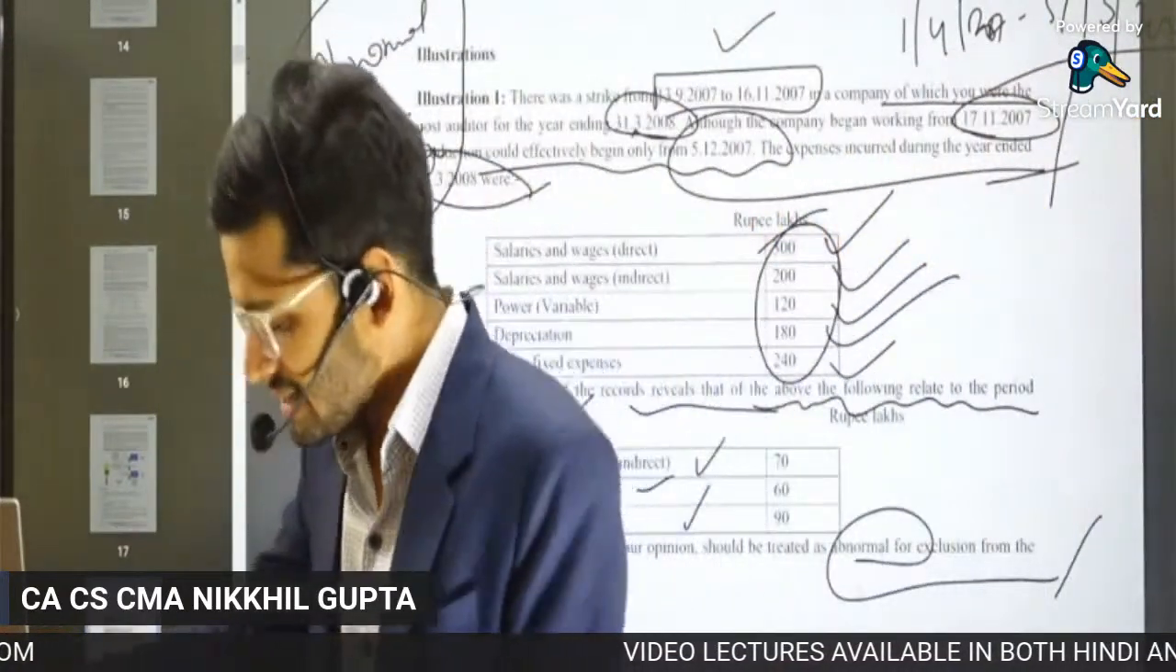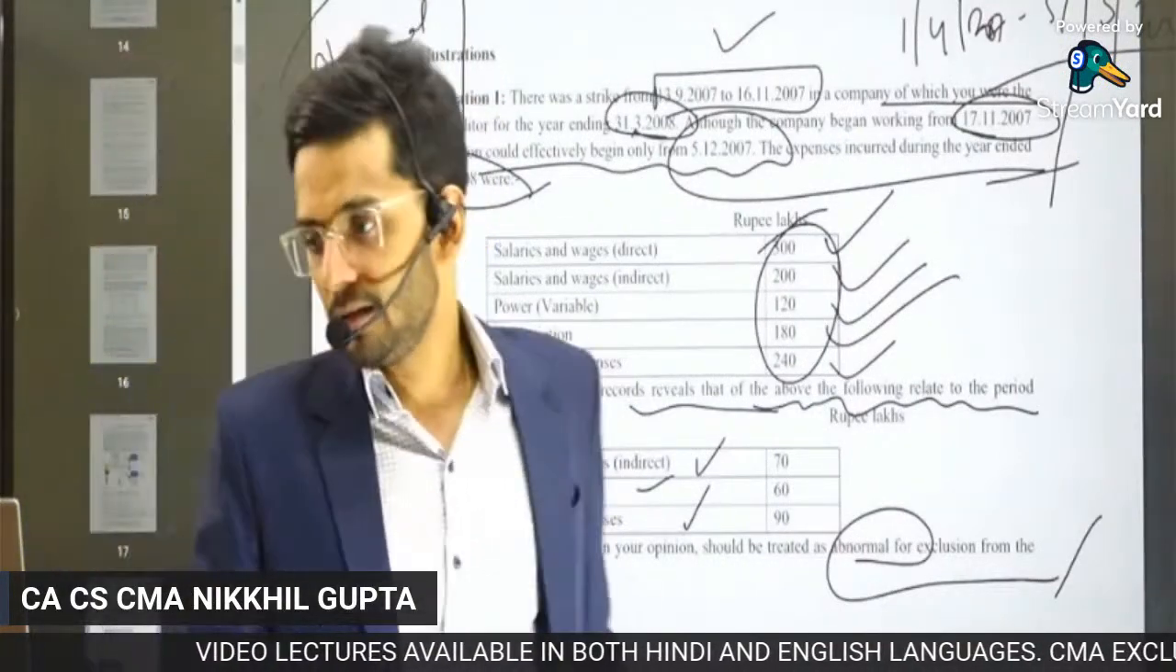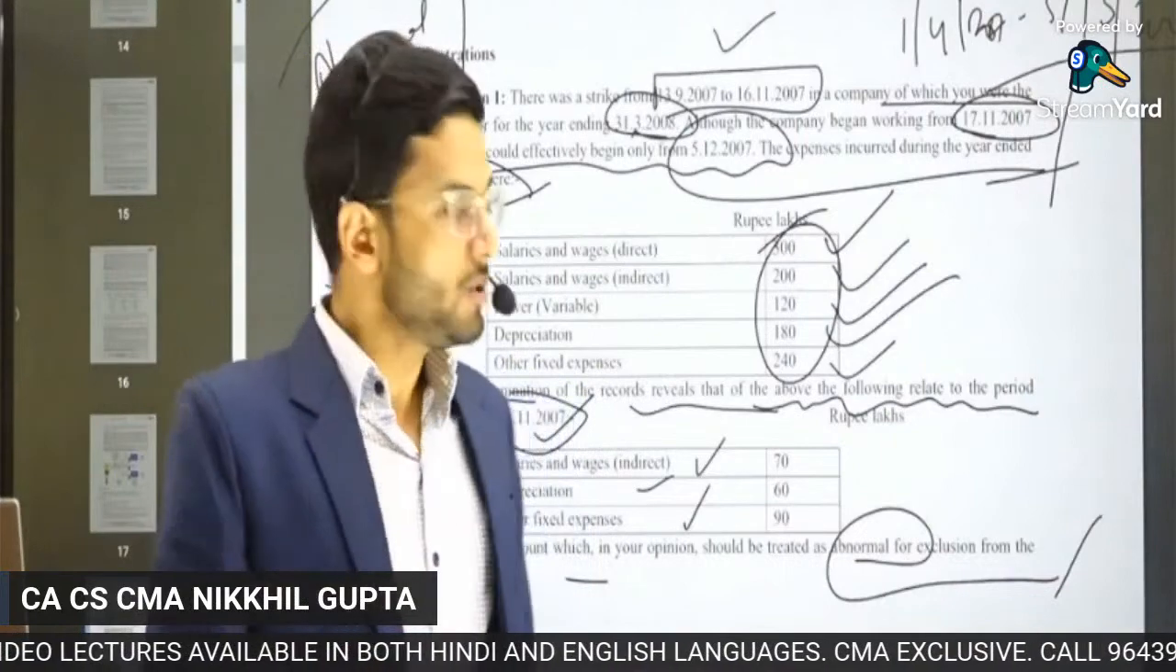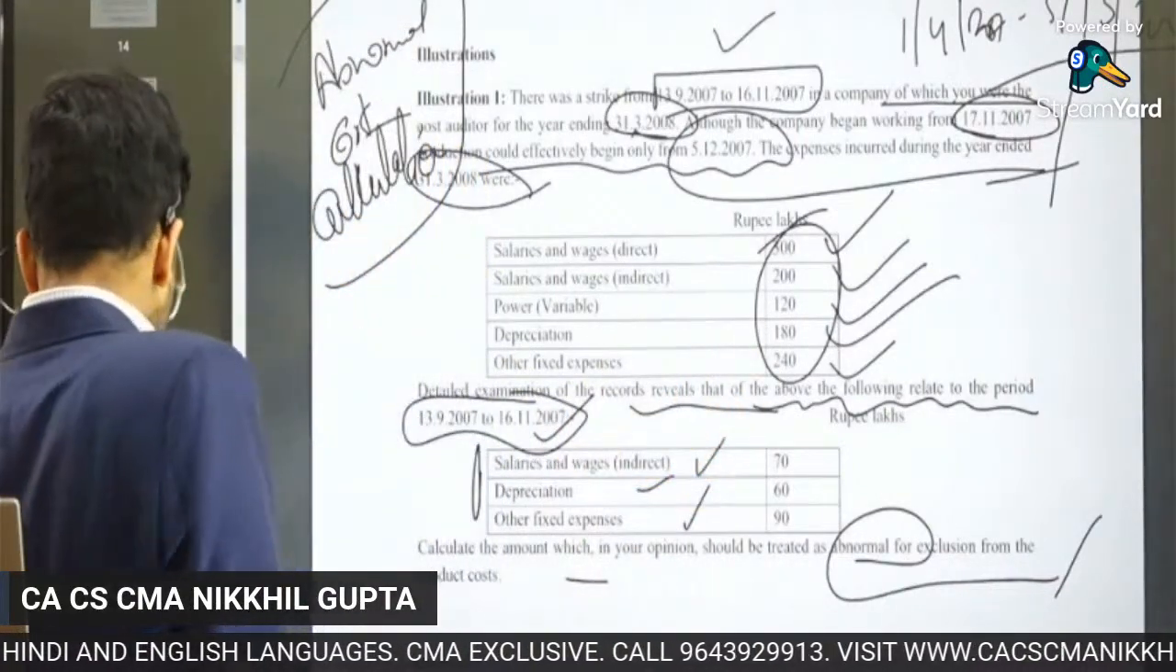Calculate the amount which in your opinion should be treated as abnormal for exclusion from production cost. Now what is the ask? The ask is that we need to compute the abnormal cost according to your best judgment. What will be the abnormal cost? That is what we need to compute over here. Okay, sir, got it?